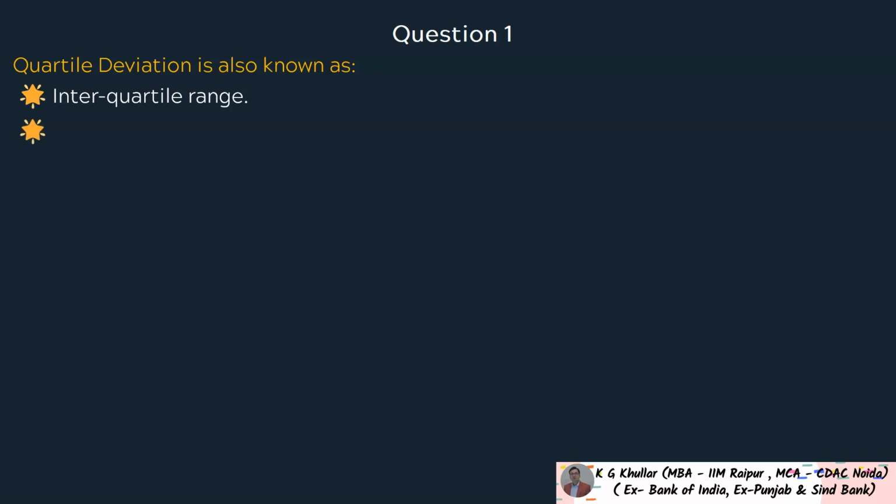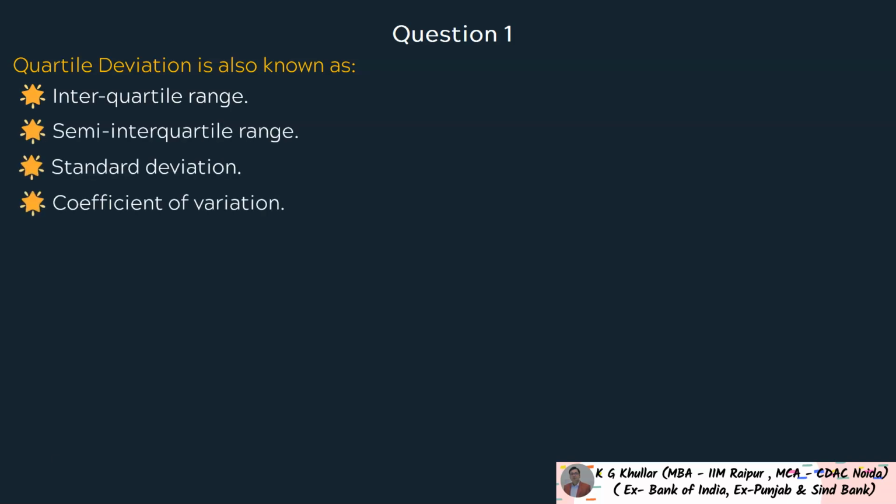And the first question is, quartile deviation is also known as, and these options are given to you. That is, first option A is interquartile range. Then second option B is semi-interquartile range. Then third option C is standard deviation. And last option D is coefficient of variation.